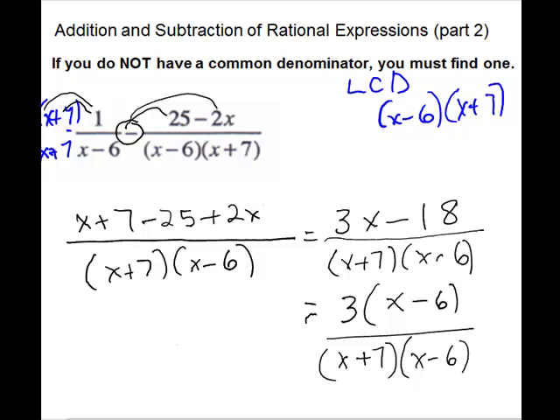And we are able to reduce. The x minus 6 will divide out. So our answer is 3 over x plus 7. I'm sorry, I ran out of room a little bit there. So 3 over x plus 7 is your answer.